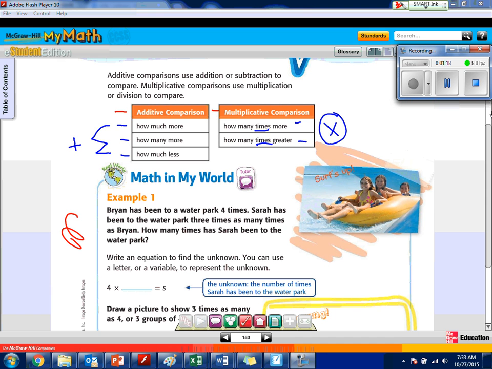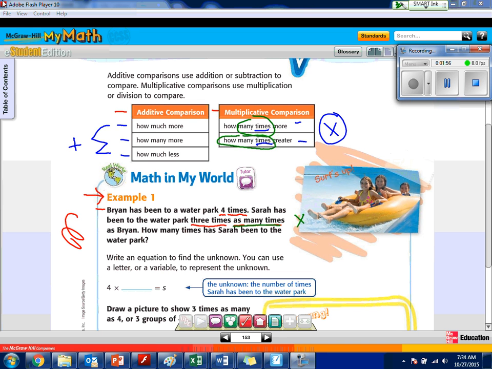So now let's take a look at example number one. This is how you can use this in the real world or as a story problem. It talks about Brian. Brian has been to a water park 4 times. Let's see, there's four. And when I see that word times right there, I should really understand that. Sarah has been to the water park 3 times, and check this out, as many times. Notice up here in our multiplication comparisons, it says many times. So we know we have this many times, and that means we're probably going to be multiplying. As Brian, how many times has Sarah been to the water park?